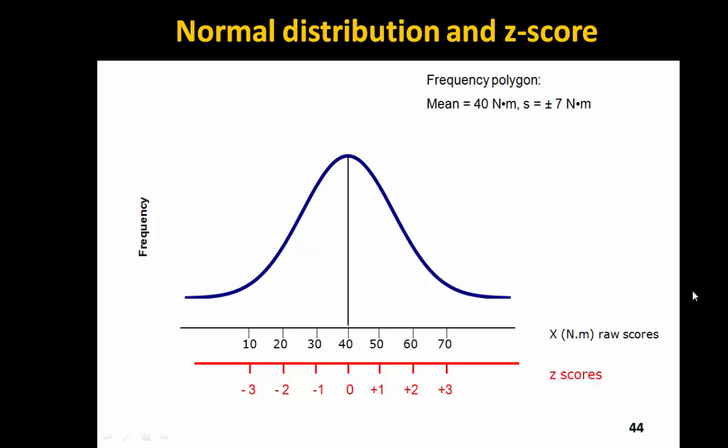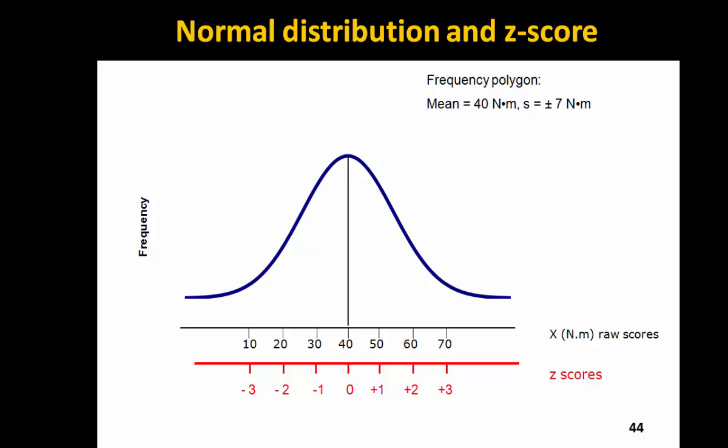In this video, we're going to continue our discussion of the normal distribution and step through a z-score calculation through an example that examines muscle strength in a sample of individuals. In this particular example, we have an average measurement of muscle strength of 40 Nm, which stands for Newton meter, a unit of muscle strength, with a standard deviation of plus or minus 7 Newton meters among our sample.